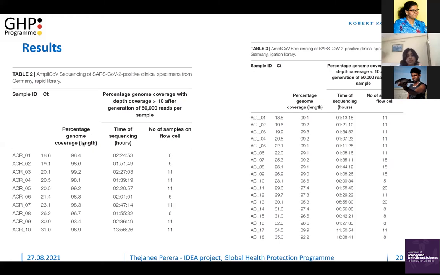And this is also another table showing the clinical specimens, the results received for the clinical specimens when they use the rapid library, and this is when they use the ligation library. Because those are clinical samples, you cannot actually predict what type of CT value you get. So you have to pool sometimes samples with different viral loads. Some patients might have low viral loads, and some patients might have high viral load, that means very low CT value. So when you're pooling together, you cannot predict it in clinical specimens.